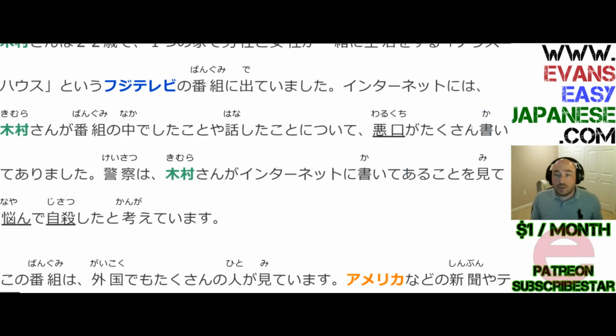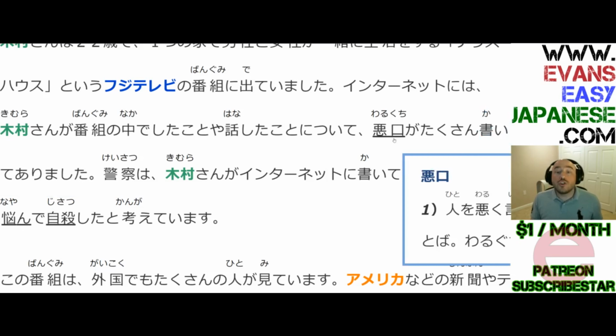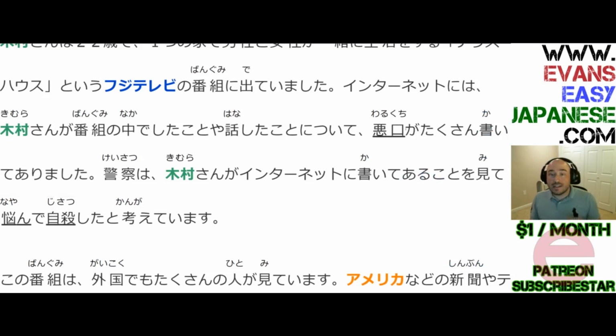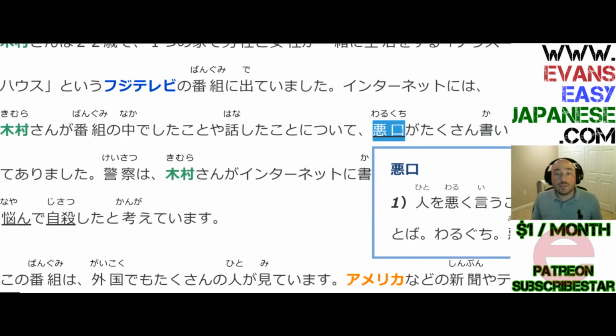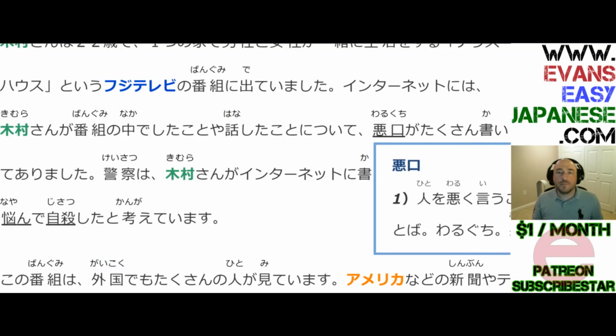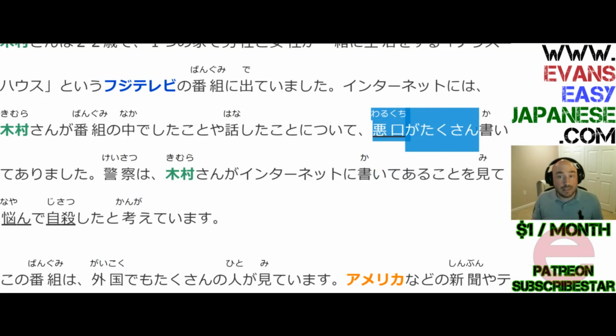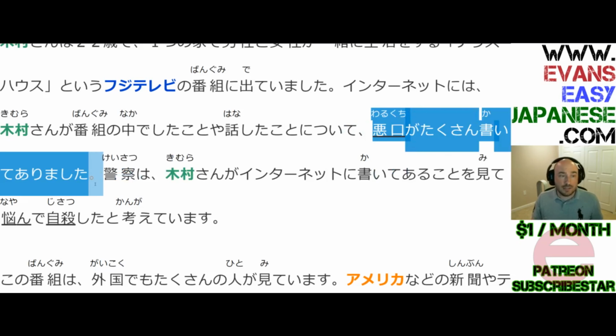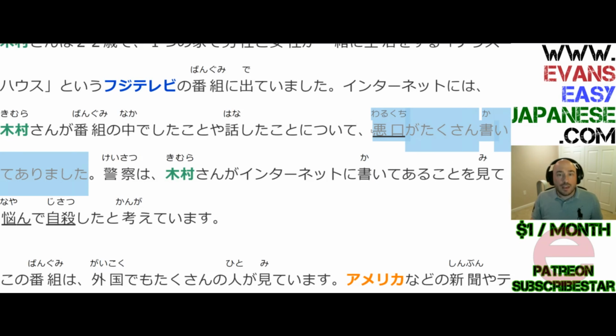What has been written? Notice how the thing that is written is actually getting a ga particle. Warukuchi ga takusan kaite arimashita. Lots of negative words. Waruguchi means insults, bad stuff, bullying, cyberbullying. Waruguchi ga takusan, plentifully, a lot, kaite arimashita. There has been a lot of insults written on the internet.